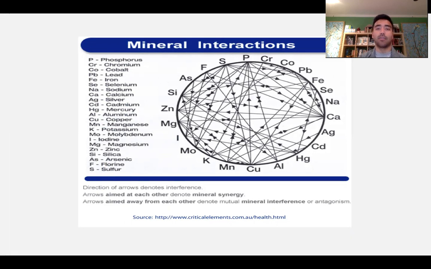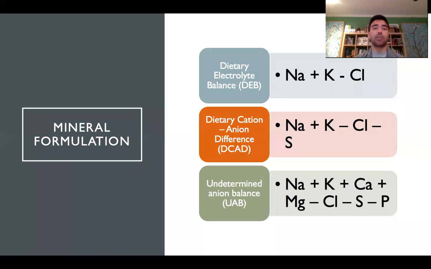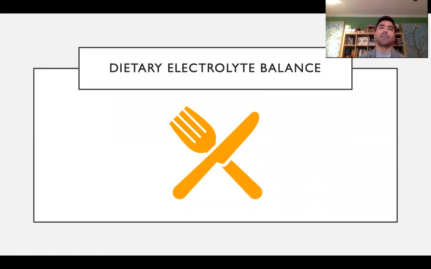One way we can take advantage of these interactions is by changing the salt levels or the electrolyte balance in that ration. Three common ways to do that are through the dietary electrolyte balance, or sodium, potassium, chloride concentration in the diet; DCAD, which we'll talk about later, which is sodium, potassium, chloride, and sulfur; and the unidentified anion balance, which we will not be talking about today. I wanted to start with dietary electrolyte balance research because it provides a good foundation to talk about DCAD.